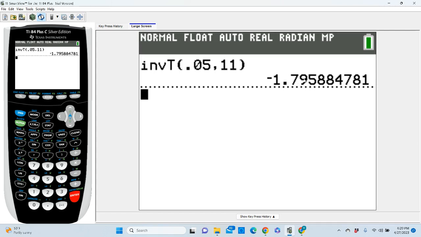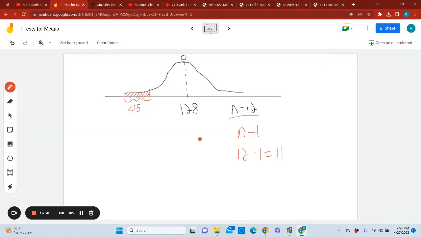So if my sample is more than 1.796 standard deviations below average, we're going to end up rejecting. So I'm going to write this critical value, negative 1.796. Okay, here is the critical value.